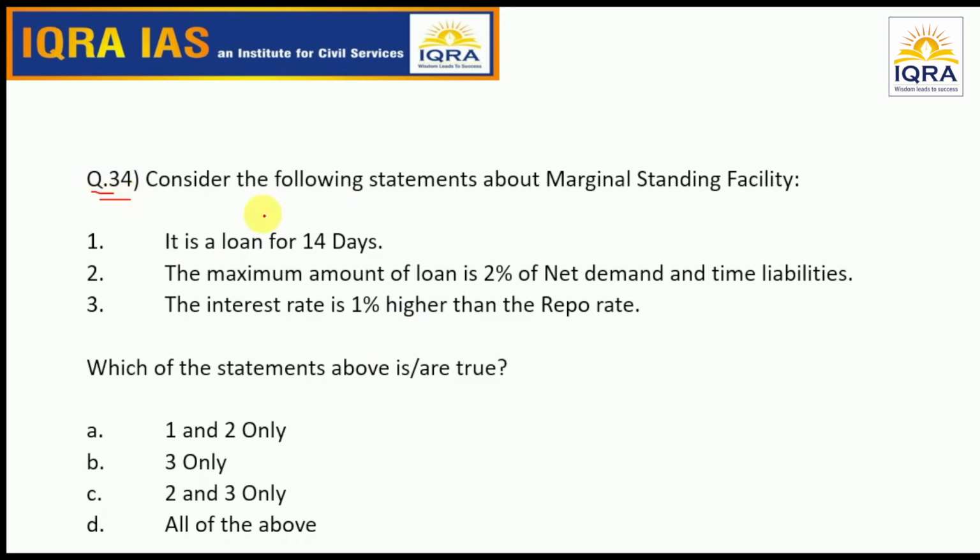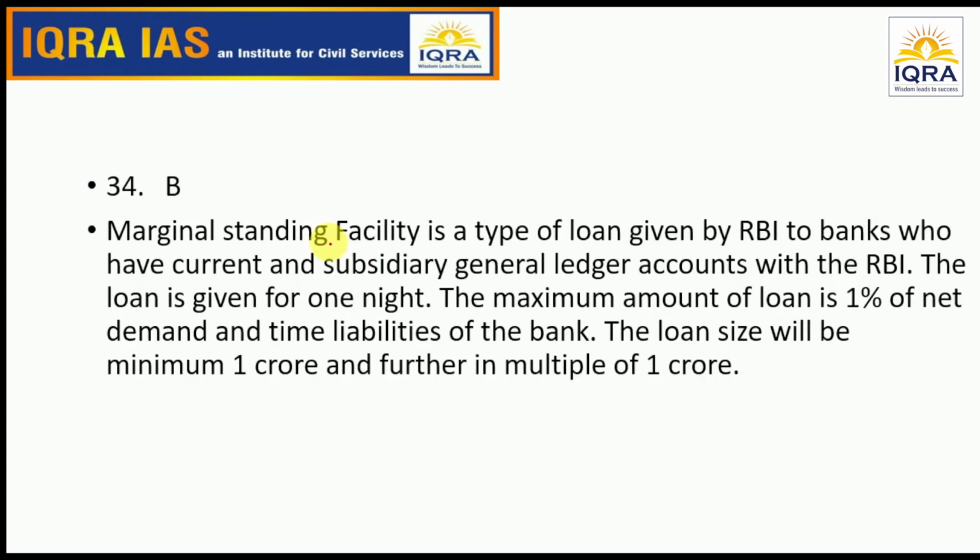Question number 34. Consider the following statements about MSF. It's a loan amount for 14 days. No, it's just for one night. A maximum amount of loan of 2% of net time and demand liabilities. No, I think it is 1%. The interest rate is 1% higher than repo rate. Yes. So MSF is a type of loan given by RBI to the banks who have current and subsidiary general ledger accounts with RBI.